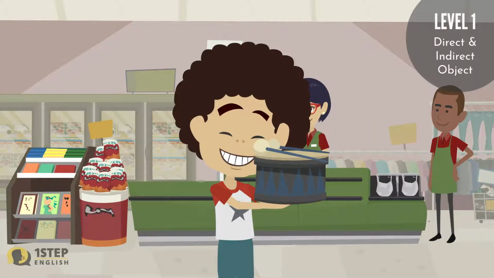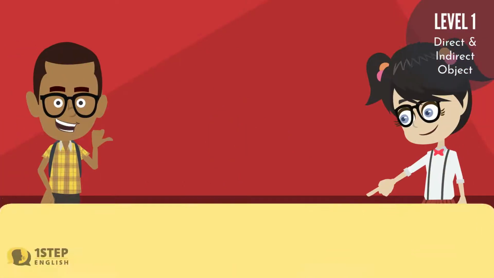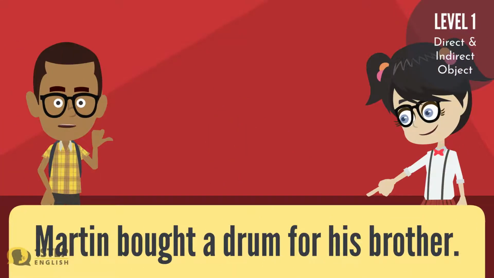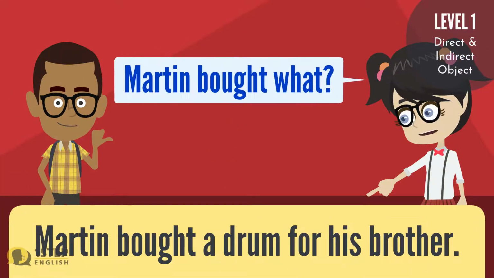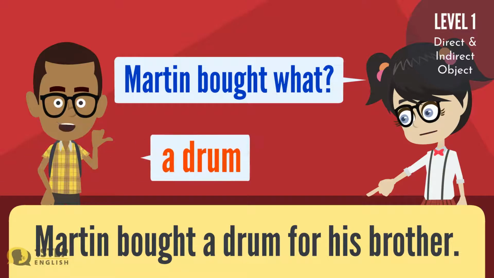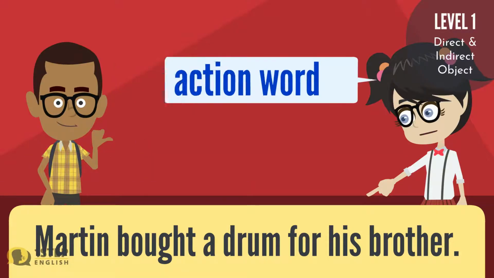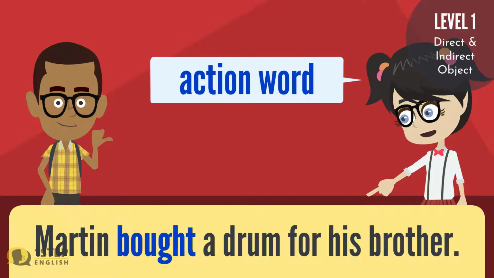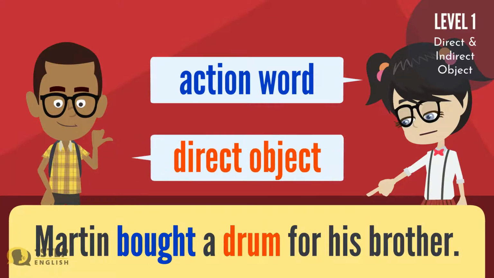Martin bought a drum for his brother. Martin bought what? A drum. Bought is the action word. Drum is the direct object.